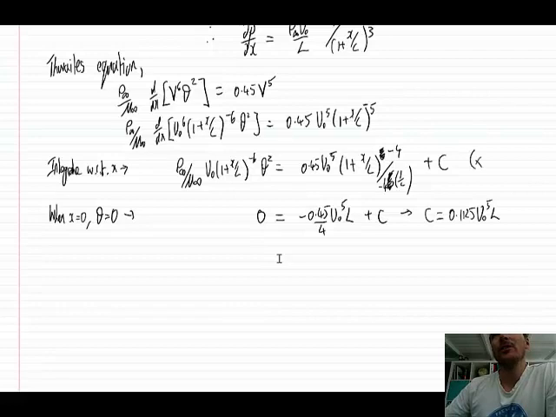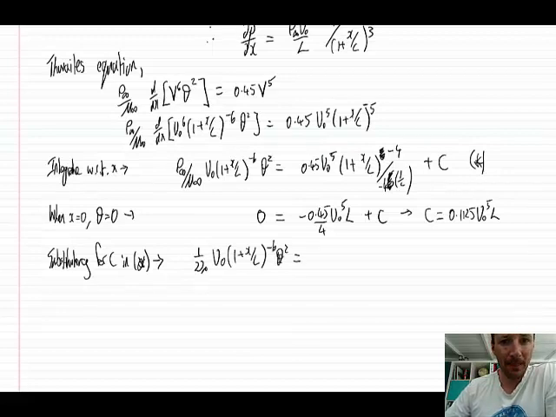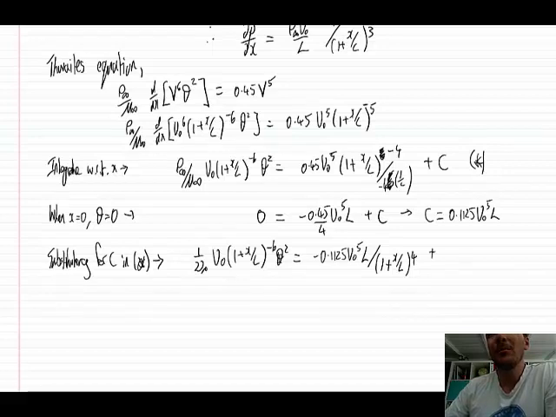Let's call this equation star. Substituting for c in equation star gives us that, let's rewrite this as 1 over nu, the kinematic viscosity, nu infinity u naught 1 plus x over L to the minus 6 theta squared equals minus 0.1125 u naught to the power 5 times L over 1 plus x upon L to the power 4 plus 0.1125 u naught to the power 5 L.